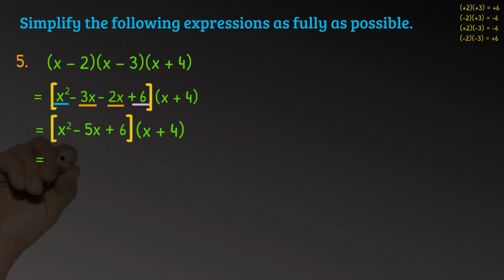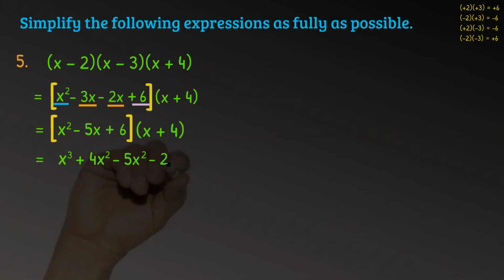x squared times by x plus 4 gives us x cubed plus 4x squared. Minus 5x times by x plus 4 gives us minus 5x squared minus 20x. And plus 6 times by x plus 4 gives us plus 6x plus 24.